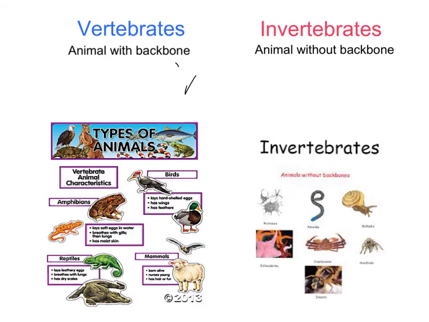Now, animals is a very large group of living things. We have obviously many different types of animals, but the two big categories of animals are called the vertebrates and the invertebrates. And you need to know what each of these terms mean. So the vertebrate simply means an animal with a backbone. And an invertebrate is an animal with no backbone or without a backbone. Right? So know that animals are put into two different categories, the vertebrates and the invertebrates. And a vertebrate has a backbone and an invertebrate has no backbone.